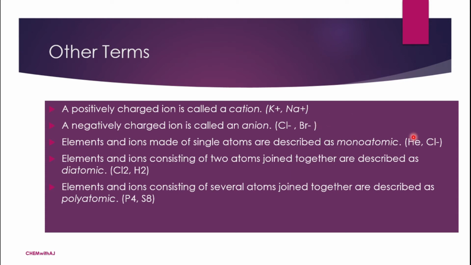Then elements and ions which are made of one atom are called monoatomic. So helium is a monoatomic element, chloride is a monoatomic ion. Elements and ions consisting of two atoms joined together are described as diatomic. Here we have Cl2 and H2, so they exist like this naturally, so they are called diatomic elements. And elements and ions consisting of several atoms joined together are described as polyatomic. Here we have two polyatomic elements, phosphorus and sulfur, which exist as P4 and S8.